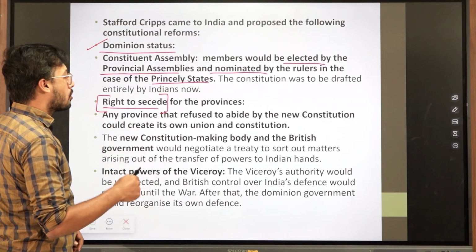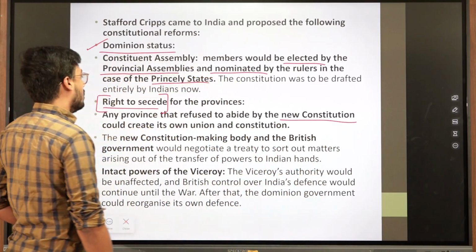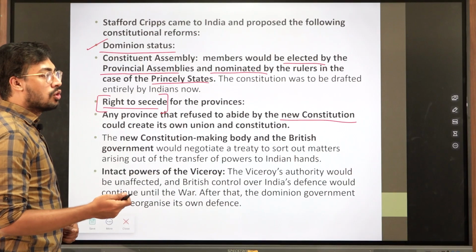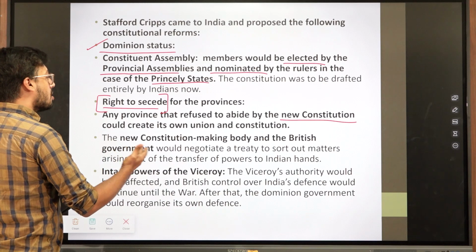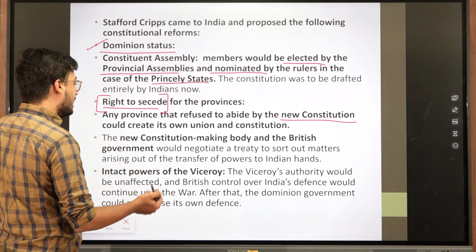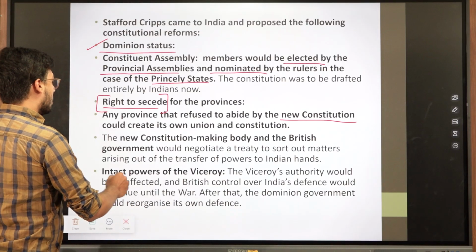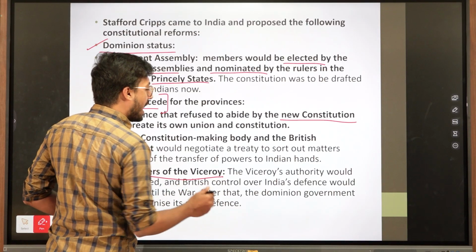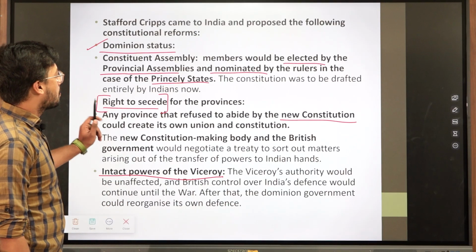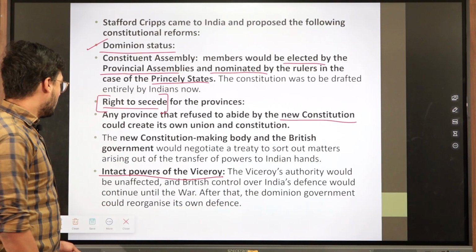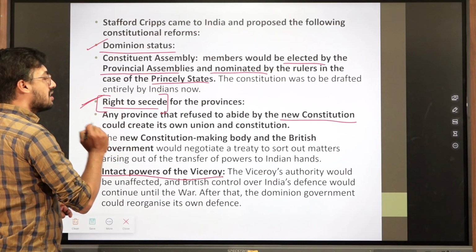And if you seceded from the provinces, then you would have the right to form a new constitution, and you would be free to deal with your matters with the British based on consultation. So the new constitution-making body and the British government could negotiate a treaty and sort out matters arising out of the transfer of powers to Indian hands. Similarly, the power of the viceroy was to be intact. So these were the provisions of the Cripps mission which the Congress did not agree to, because it was trying to divide by providing this important provision of the right to secede.